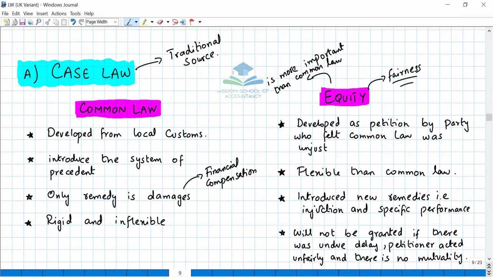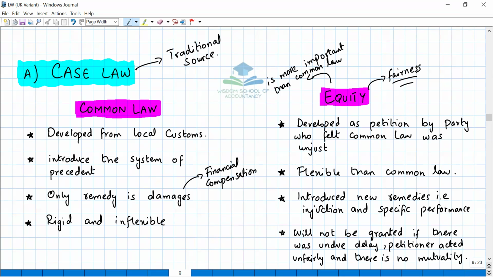Okay. Now, after the common law, the equity system was introduced in the UK. The equity system was introduced 200 to 300 years after the common law, and it introduced fairness in the law. The word equity in law means fairness.